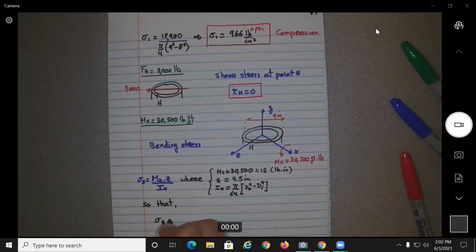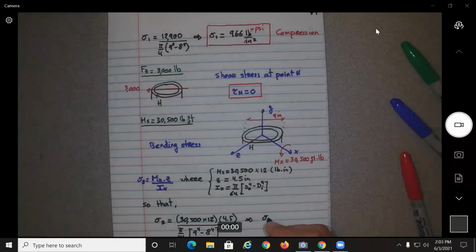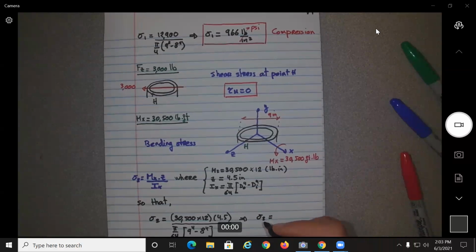sigma sub 2 will be equal to 30,500 times 12 times 4.5, divided by pi over 64 of 9 to the 4 minus 8 to the 4. And if I did not make any mistake, this is equal to 13,612 psi.